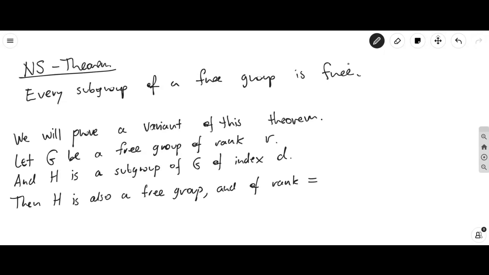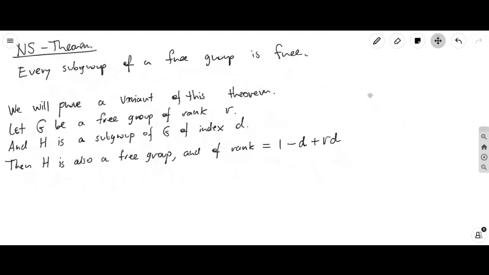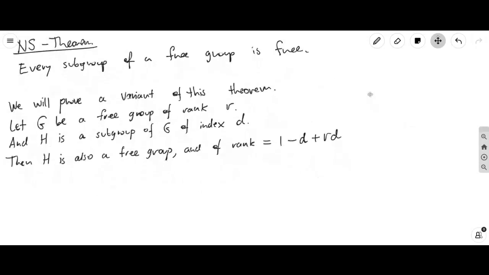Its rank is going to be equal to, so I think it's 1 minus D plus RD. It's either 1 minus R plus RD, or it's 1 minus D plus RD. We're going to figure it out when we prove the theorem. So as we prove the theorem, we'll figure it out. I do not actually know what the formula is. I just know how to prove it, and then I can figure it out.